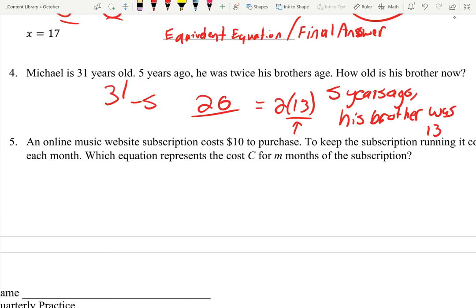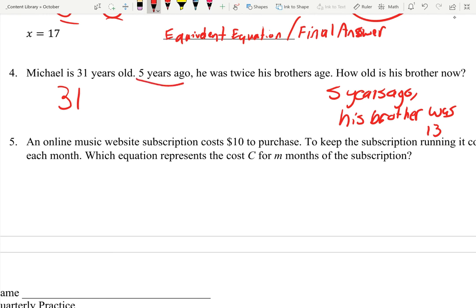So you understand how I got that, right? We'll spell this out one more time. Michael's 31 now, but 5 years ago, meaning when he was 26, he was twice his brother's age. So if he was 26 and he was twice his brother's age, then his brother was half of 26, right?